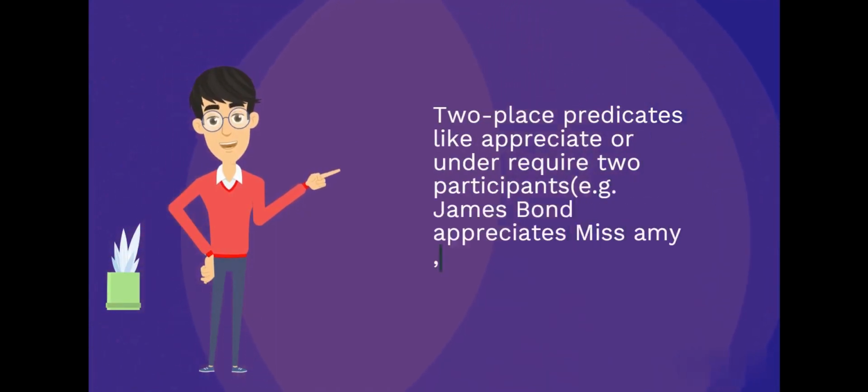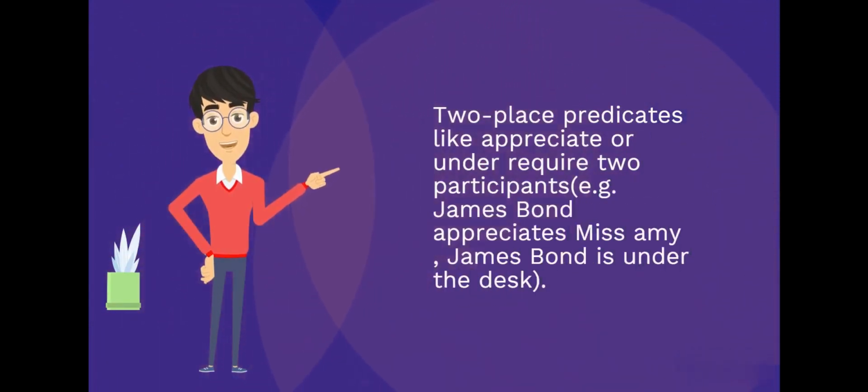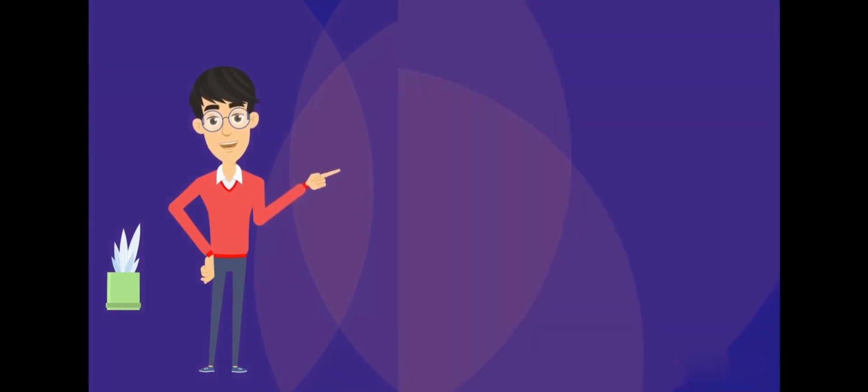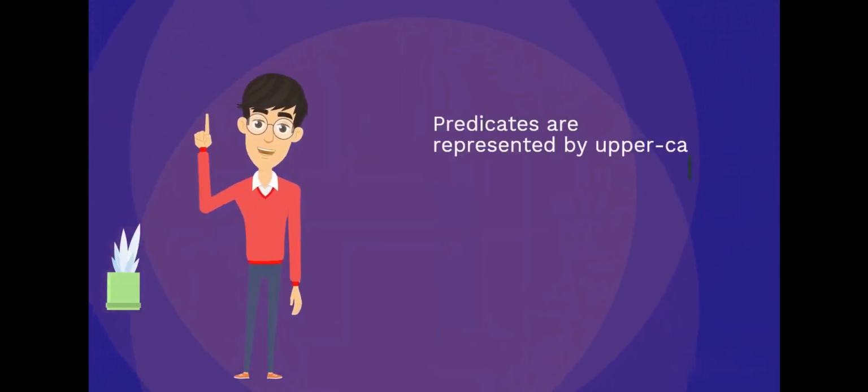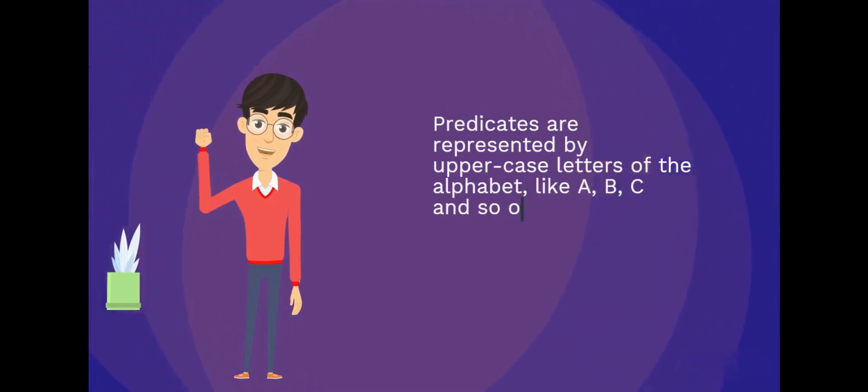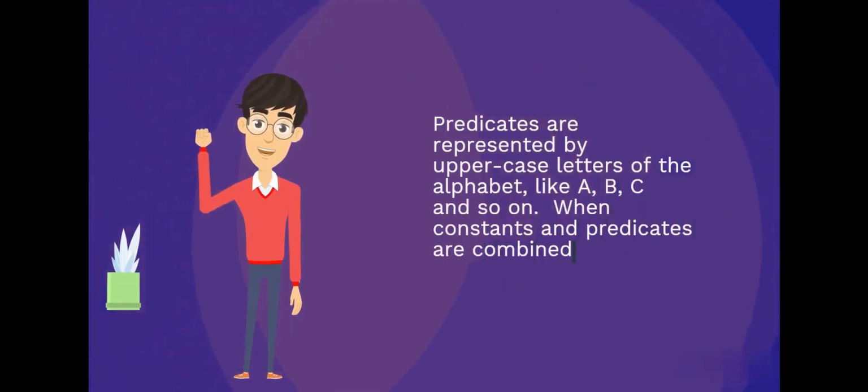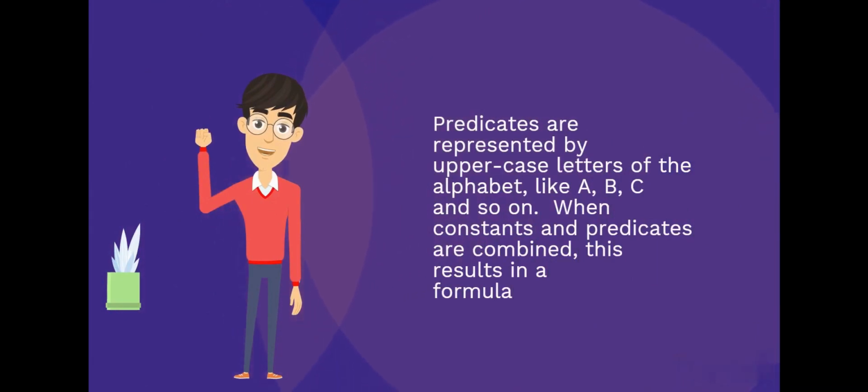Two-place predicates like appreciate or under require two participants. For example, James Bond appreciates Miss Amy. James Bond is under the desk. Predicates are represented by uppercase letters of the alphabet like capital A, B, and C. And when constants and predicates are combined, this results in a formula.